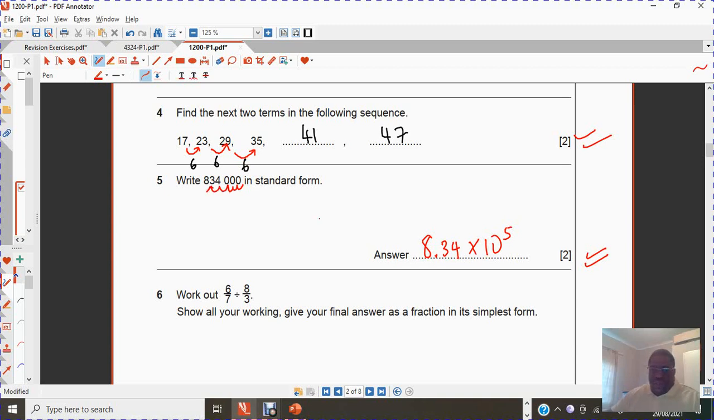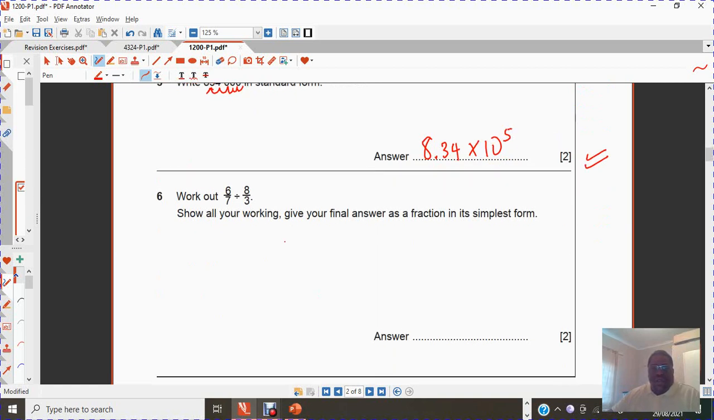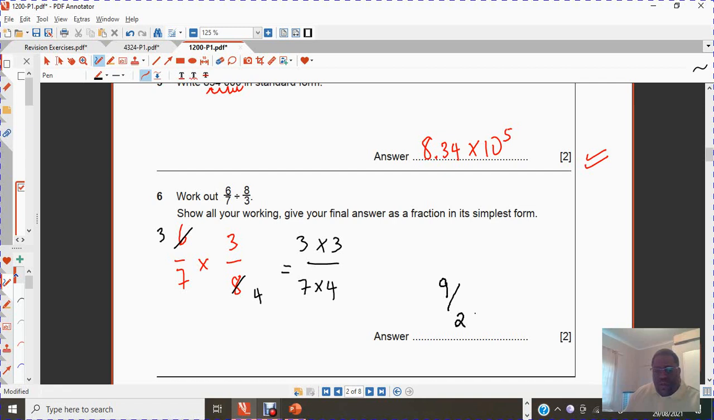Standard form. Then they are saying you should work out the following and give your final answer as a fraction in its simplest form. So this is 6 upon 7. You change the division to multiplication, that becomes 3 over 8. I'm going to just do a few things here. If you look at 6 over 7 and 3 over 8, the number 2 goes into 6 three times and into 8 four times. There's nothing else that I can cancel, so it's just going to be 3 times 3 over 7 times 4. So my answer will be 9 upon 28.